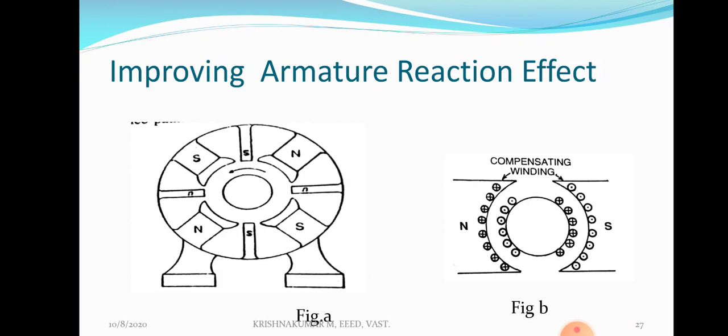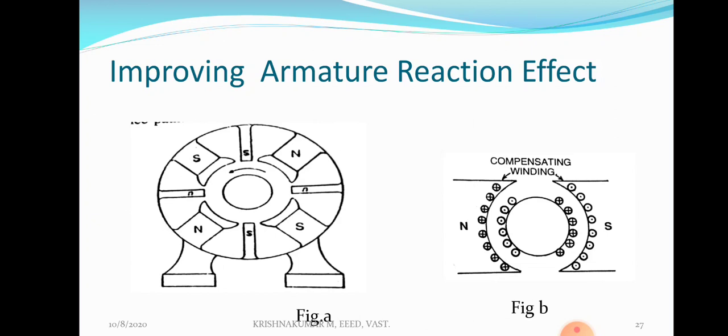For example, under the influence of the north pole, a compensating winding is provided in its pole shoe. Under the influence of this north pole, some armature conductors are there. The current flowing through these armature conductors is opposite to the current flowing through the compensating winding. The compensating winding is also connected in series with the armature, so the same current is flowing, but the direction of current flow is just opposite. The compensating winding produces a flux, and the armature conductors produce a flux.